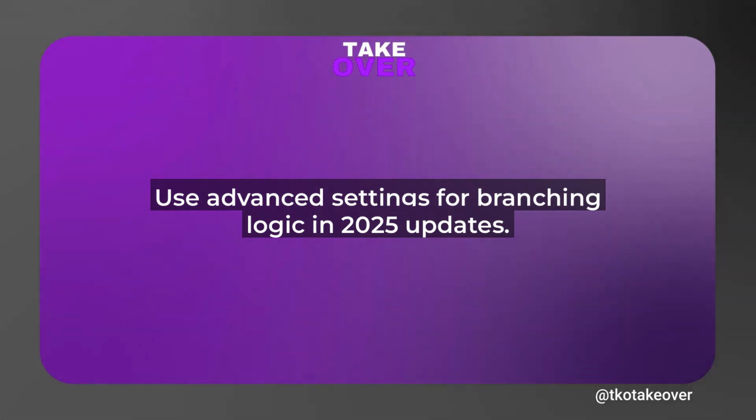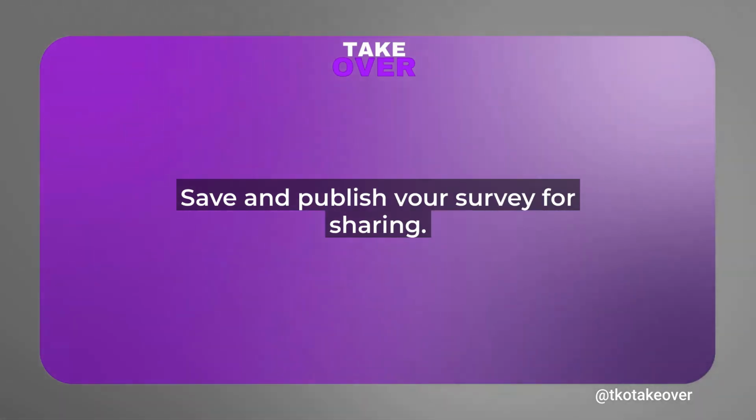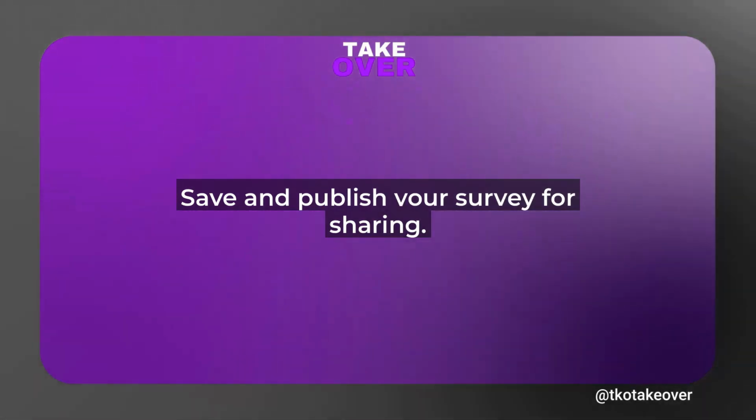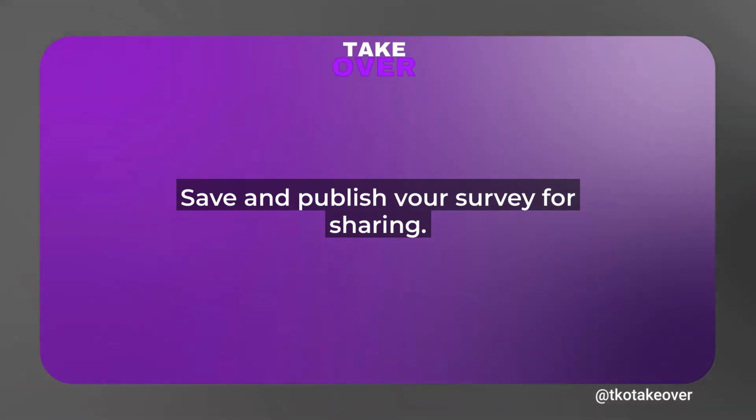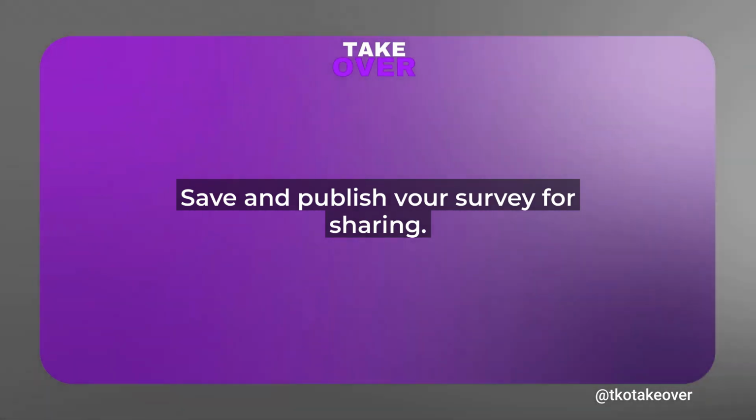As you build, explore the advanced settings. For instance, you can enable branching logic, so questions only appear based on previous answers, which is a fantastic new feature in 2025. Once everything looks good, hit Save, and then Publish. You'll get a shareable link that you can send via email or embed in your team's intranet.